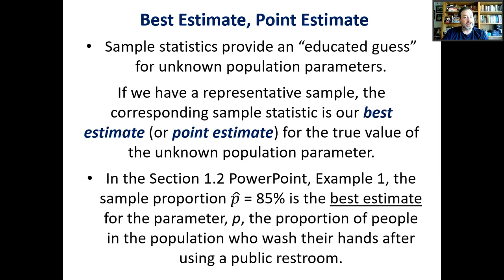So if you take a random sample, you get p hat equals whatever, in this case 85%. That's our best guess or best estimate or point estimate, they all mean the same thing, for the unknown population parameter. It's a starting value, an educated guess.